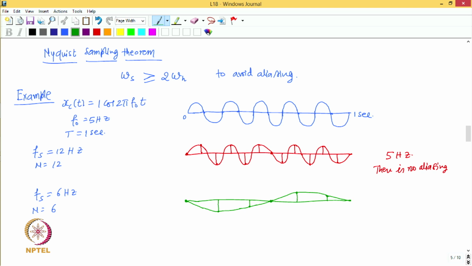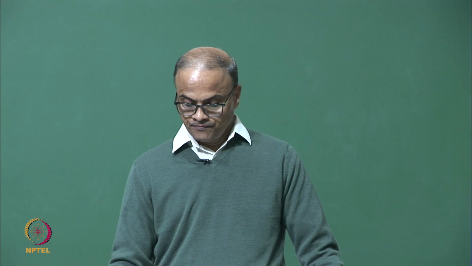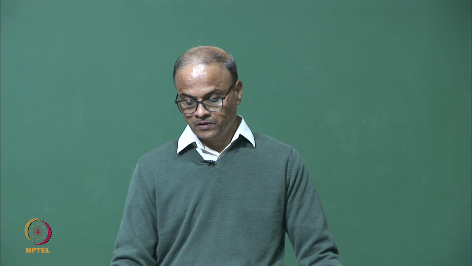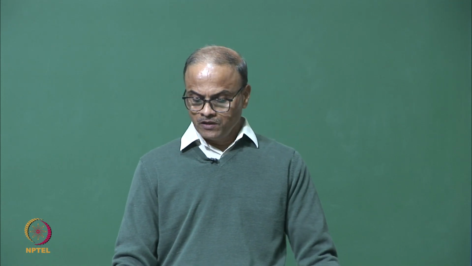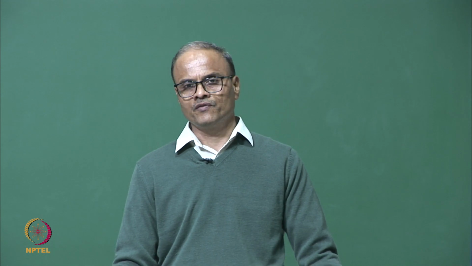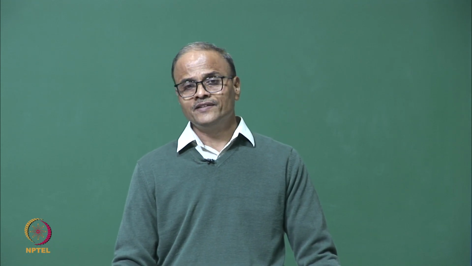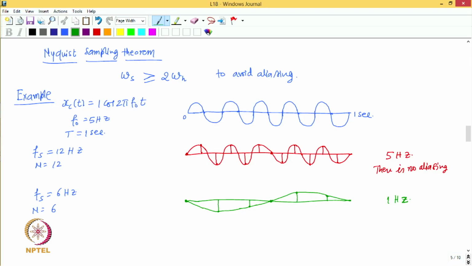So what is the observation? The reconstructed signal does not follow the variations in the continuous signal. There are 5 cycles in the 1 second length of the continuous signal, but here we have only 1 cycle. And therefore, the frequency predicted by the reconstructed signal is just 1 hertz. This means that the original signal, which has a frequency of 5 hertz, is being misinterpreted as a signal with a lower frequency, that is 1 hertz. And this is basically aliasing. So there is aliasing.